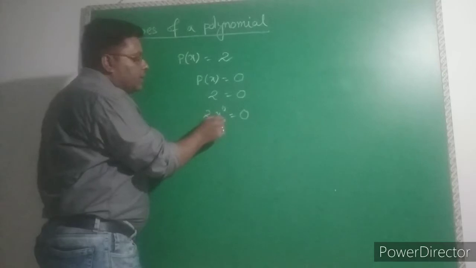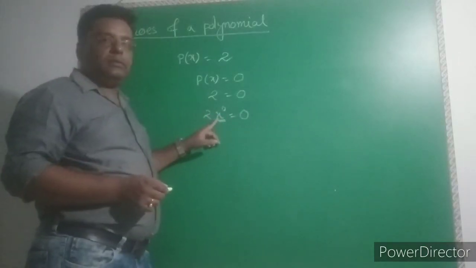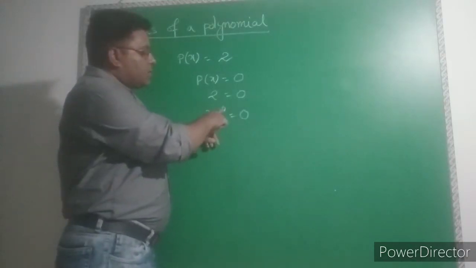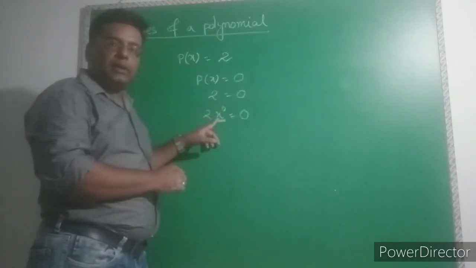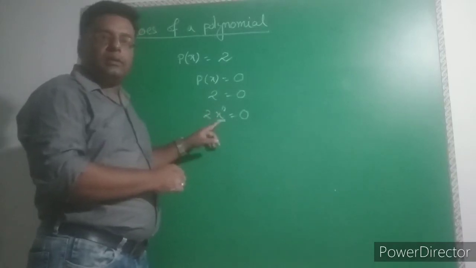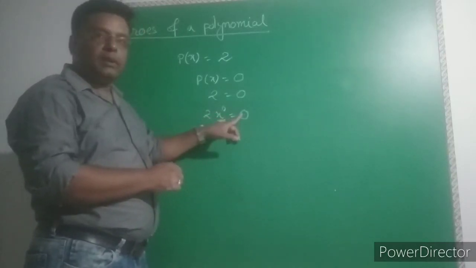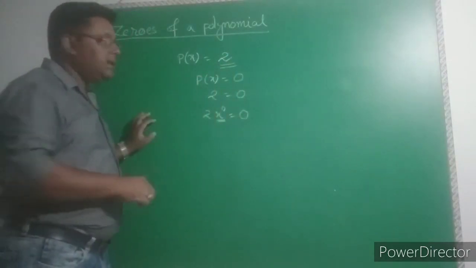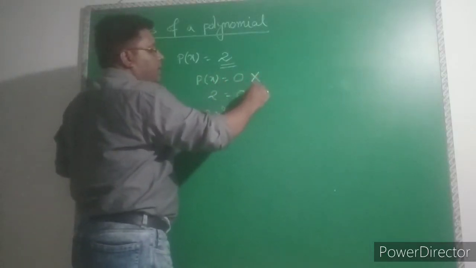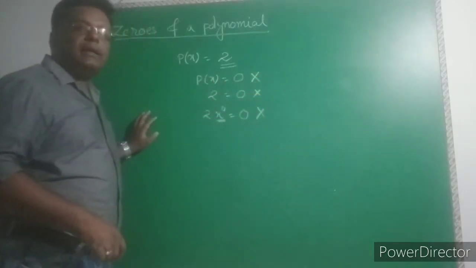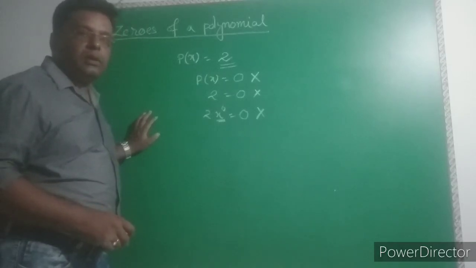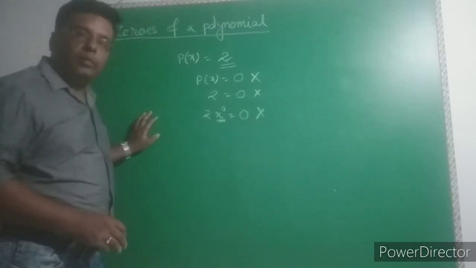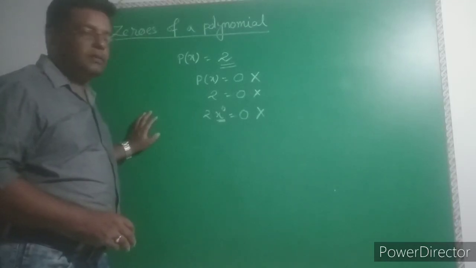If we put x equal to 1 or 2 or 3 or 4, any number, x to the power 0 becomes 1, anything to the power 0 equals 1. 2 into 1 becomes 2, not 0. That is, if it is a constant polynomial, then we can't find the zero. That is, there are no zeros of a constant polynomial. Remember it: for a constant polynomial, there are no zeros.